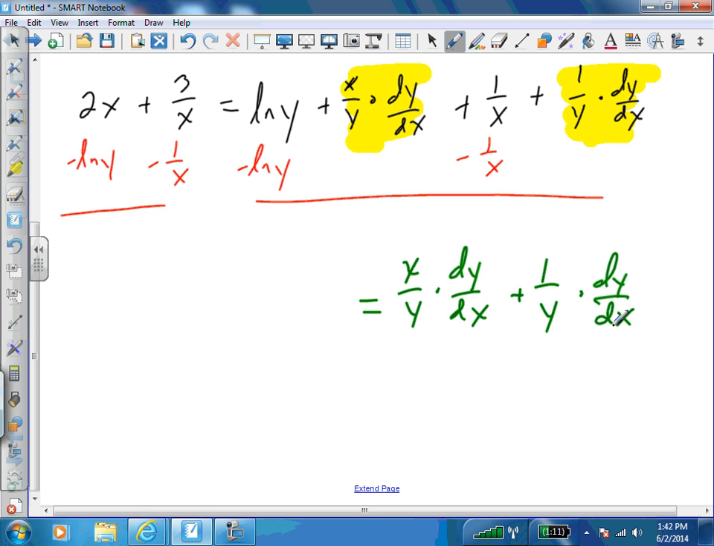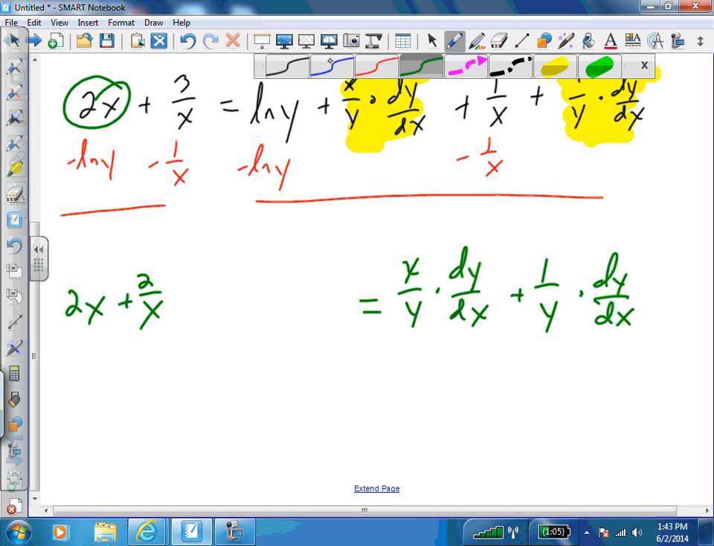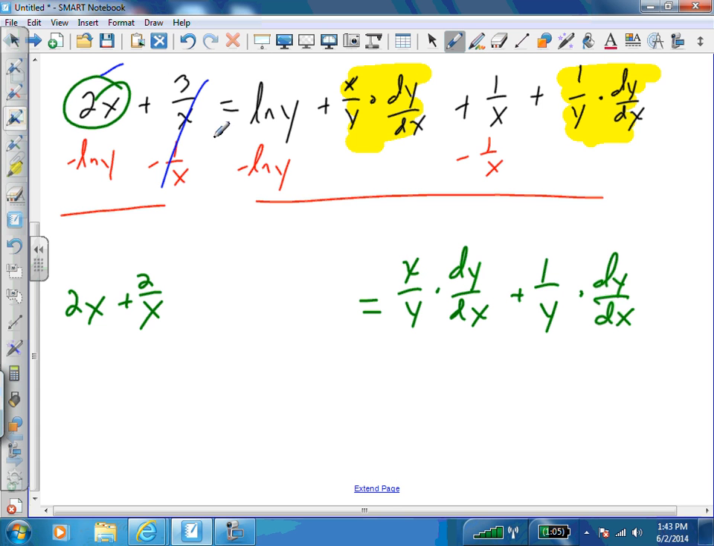On the left side, we have a 2x, we have a 3 over x minus 1 over x. Aren't those like terms? Yeah. They have the same denominator. 3 minus 1, that's 2, so 2 over x. So that takes care of those two. Then we have a minus natural log y.